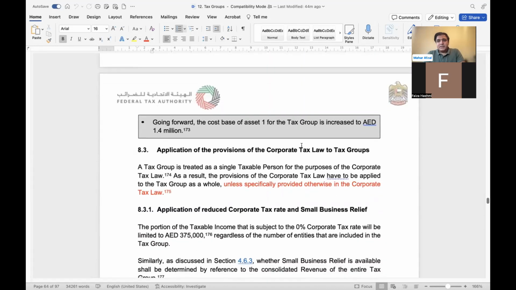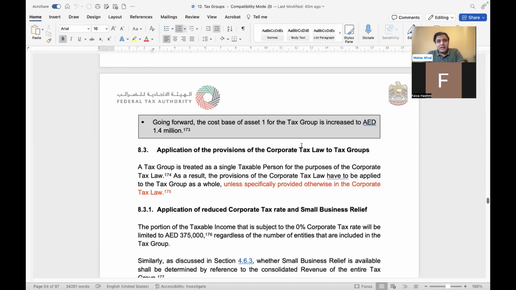Now our focus is that corporate tax is applicable on the tax group in its entirety, not partially. The tax group is one single taxable person, and corporate tax will be applicable on the tax group in its entirety. So if this is one single taxable person, taxable income up to 375,000 is taxed at 0%. Any income beyond 375,000 will be subject to tax at 9%.